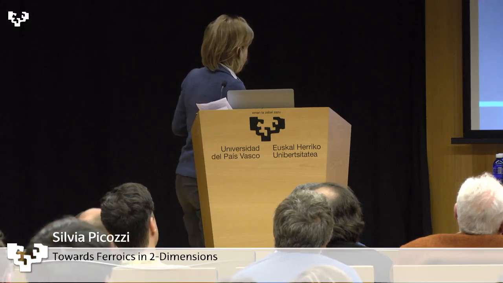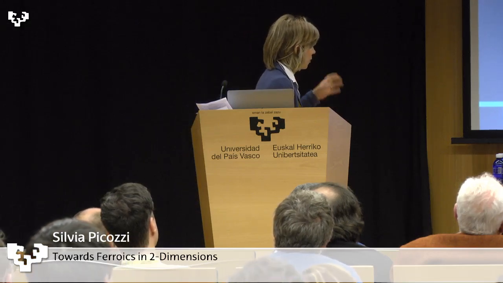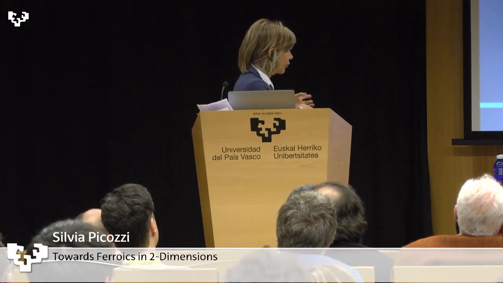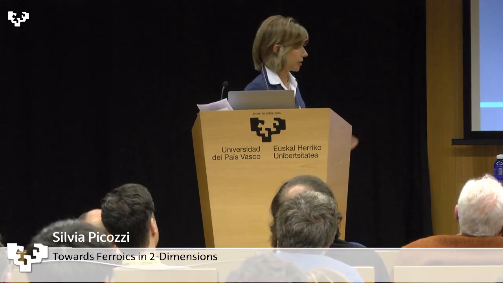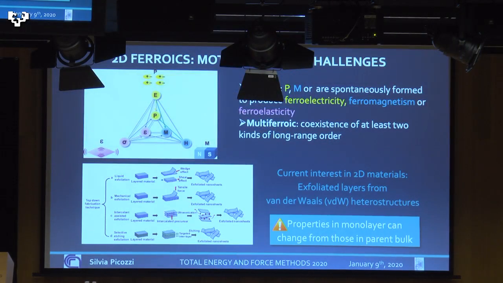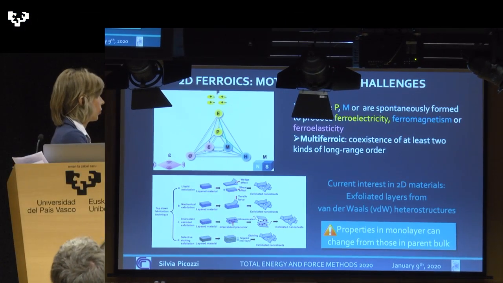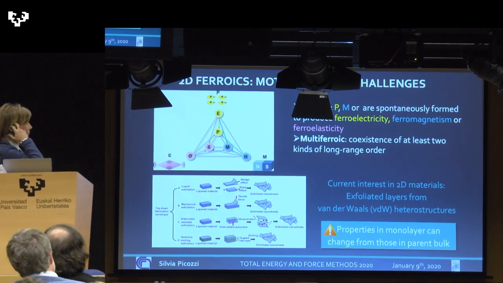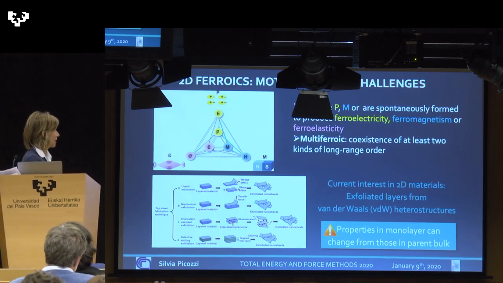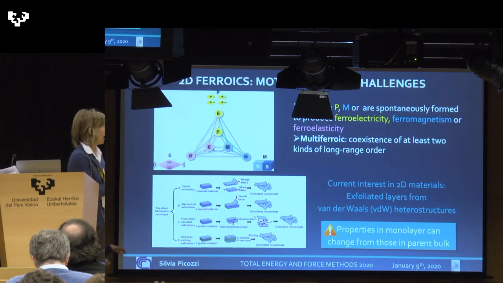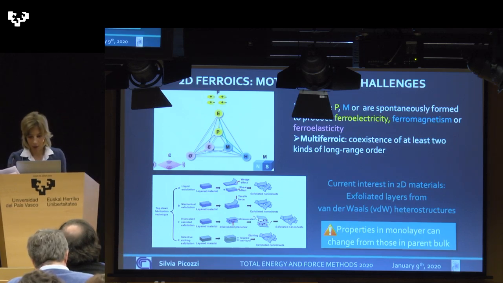Okay, ferroics. Probably most of you know what they are: ferroelectrics, ferromagnets, and ferroelastics. And a multiferroic is a material that shows a coexistence of at least two of these phenomena. Today, I'll go to the limit of ferroic materials in low dimension. There's a lot of interest in two-dimensional materials, of course, as we've heard in the conference, especially because you can change the properties in the monolayer compared to the parent bulk compounds.